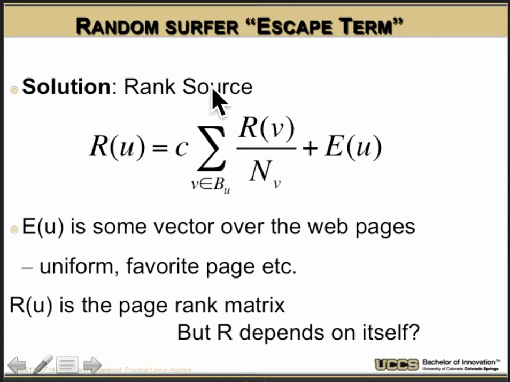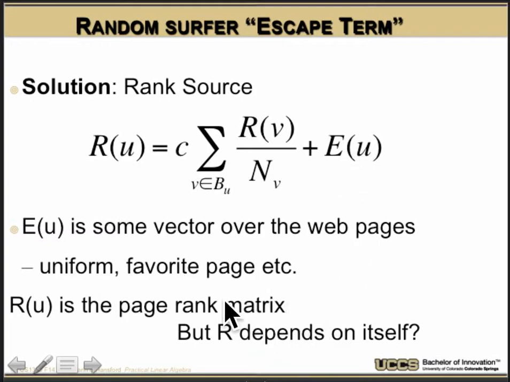So instead of having our rank be just the rank formula we had before, we're going to add one new term, which is a vector over the web pages, which is our chance of randomly jumping someplace else. So every page's rank has both the rank it gets from its backlinks plus a random chance of being jumped to and effectively jumped out of.